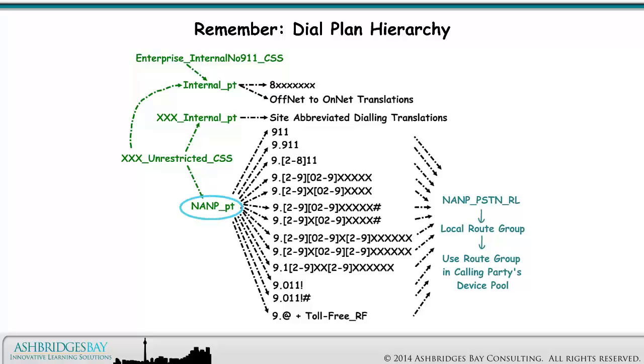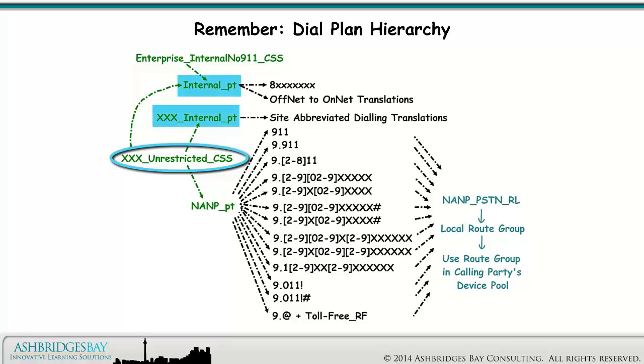We have the NANP partition for all of the external North American numbering plan patterns. Each site will have a site-specific unrestricted calling search space, XXX unrestricted calling search space, containing the internal partition, the site-specific internal partition, XXX internal partition in the drawing, and the NANP partition. Phones at site XXX are configured with XXX unrestricted calling search space.